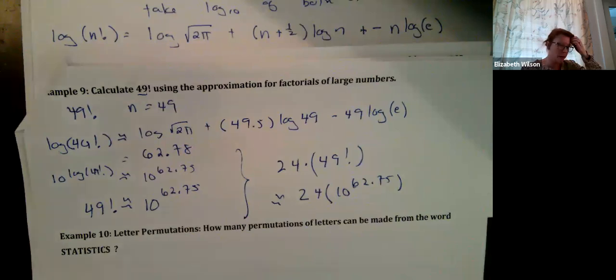Often in a lot of things that we do, we're able to cancel things out because we have things that are being divided. But just in case you're set up in a spot where you can't cancel things out, you now have a way of approximating the factorial of a really large number.